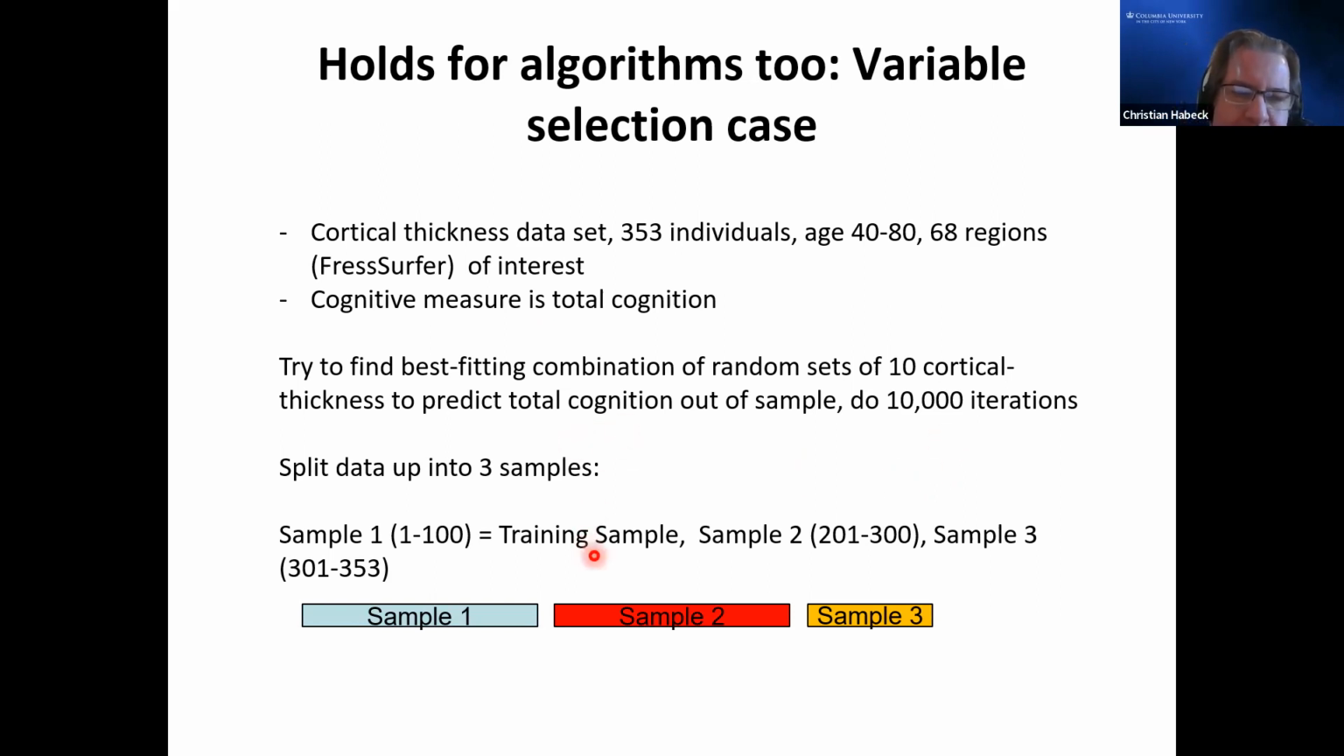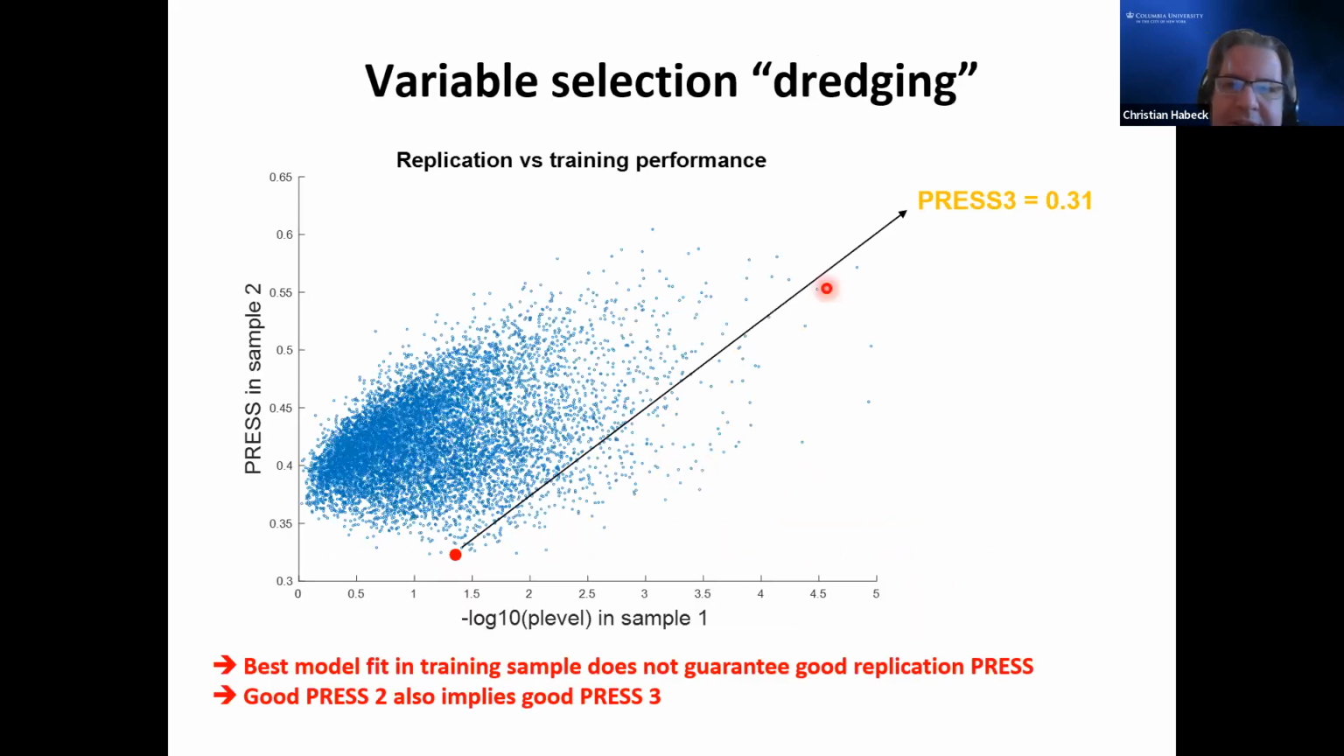I can split my sample into a training sample, 100 people, that's where I do the dredging, right? Actually, in this case, I think I'm doing it everywhere. So in my training sample, I can observe how well these 10 regions fit the cognition. Then I can check in sample 2, right? That's a kind of replication sample. And then I have a third sample. That's my second replication sample, right? And you can see, if I show the results here, there's the logarithmic p-level in my training sample, right? And here is the predicted residual sum of squares in sample 2. And sample 3 I can't show because I don't have a three-dimensional plot here.